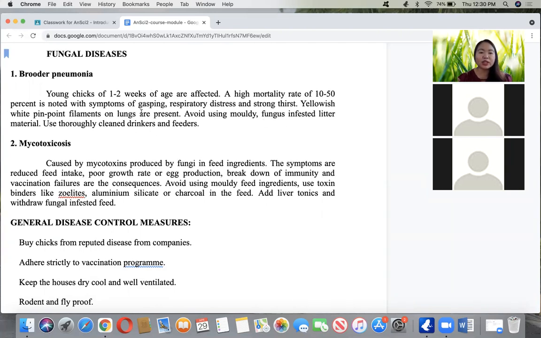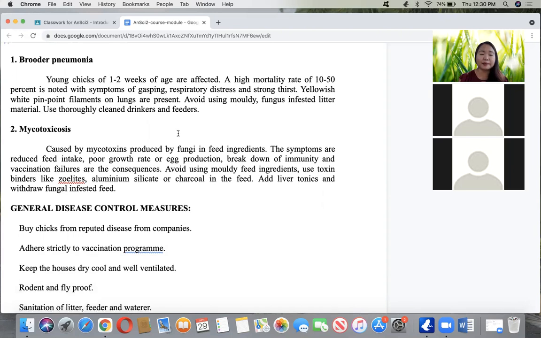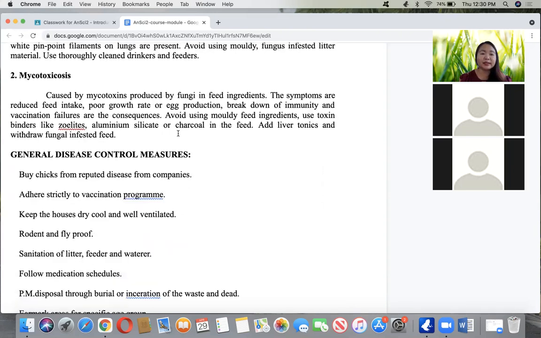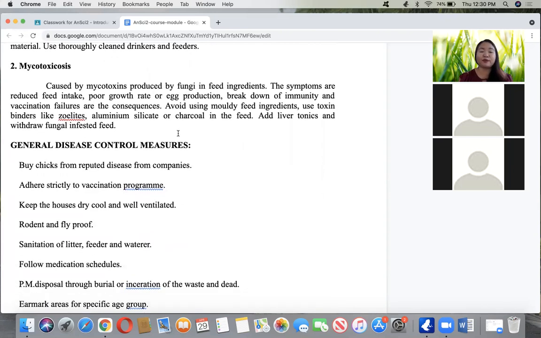So, you should always clean drinkers and feeders. And fungal diseases, marami namang mga fungicides na pwede natin gamitin to disinfect the area. And we also have the second one, the mycotoxicosis caused by mycotoxins. So, normally common ito sa copra, di ba, kita mo ang mga toxins or fungal sa copra. And also feed ingredients, no?